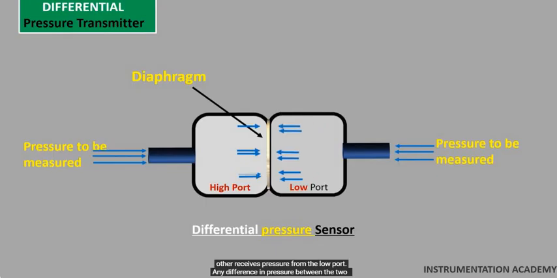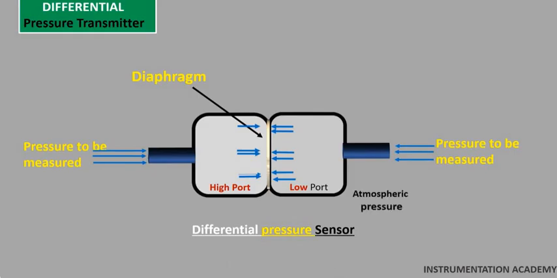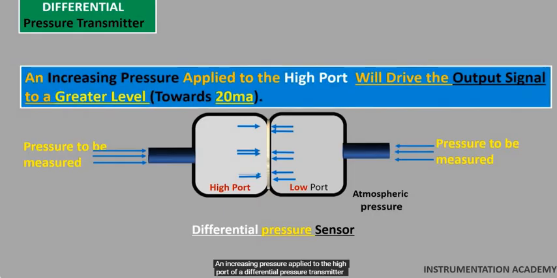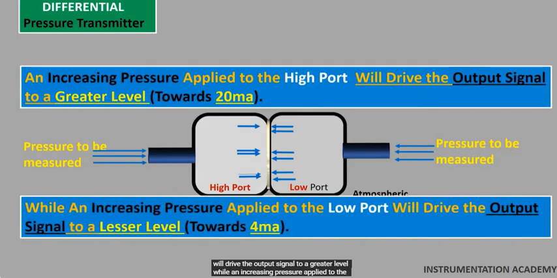Any difference in pressure between the two ports causes the diaphragm to flex from its normal resting position. This flexing is translated into an output signal by using different technologies depending on the manufacturer and model of the transmitter. These transmitters are generally used to compare different types of pressure. An increasing pressure applied to the high port of a differential pressure transmitter will drive the output signal to a greater level, while an increasing pressure applied to the low port of a differential pressure transmitter will drive the output signal to a lesser level.